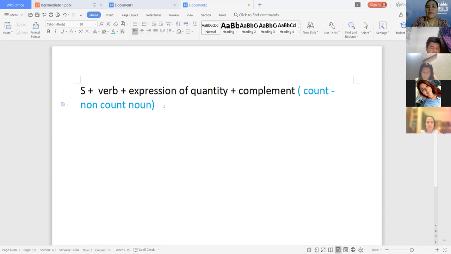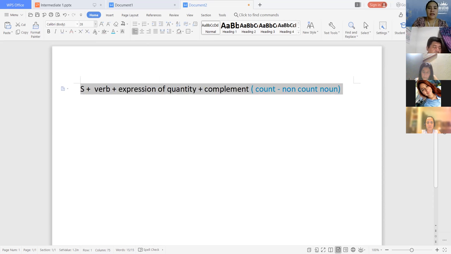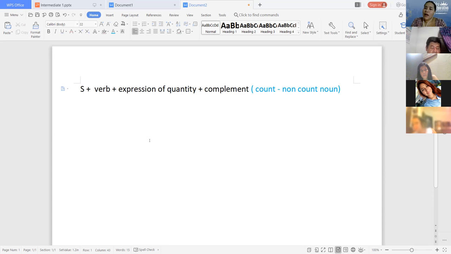So if you want to have a kind of formula, just in case that you feel comfortable having formulas, you can apply this one, right? You might have a subject, a verb, plus the expression of quantity, plus the complement, and your complement can be a count or a non-count noun, depending on what you are going to have. So in that case, it's going to be your expression of quantity, right? Regarding that, for example.